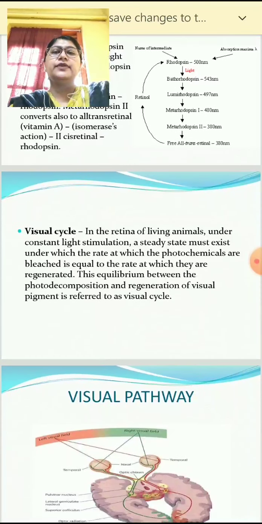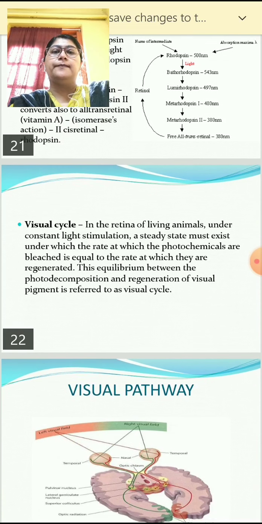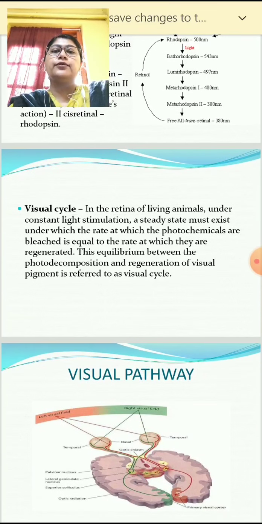What is the visual cycle? In the retina of living animals, under constant light stimulation, a steady state must exist between the rate at which the photochemicals are bleached and the rate at which they are regenerated. So this rate should be equal. There should be a steady state between the bleaching and regeneration of the photochemicals. This equilibrium between the photodecomposition and regeneration of visual pigment is referred to as the visual cycle.